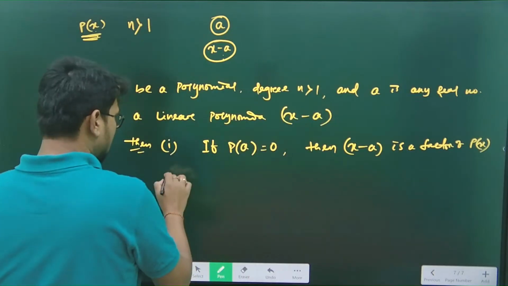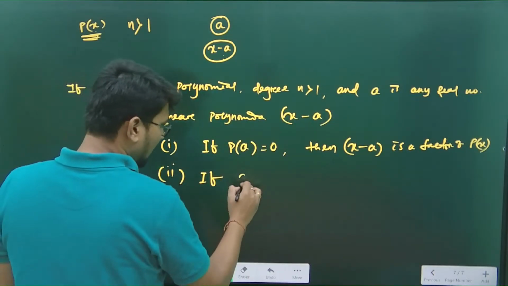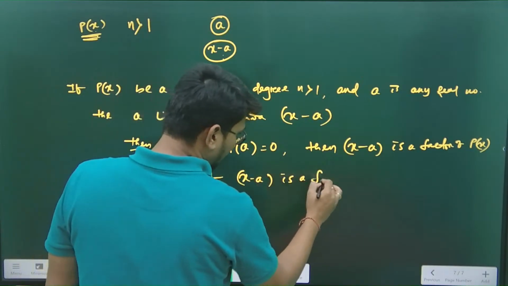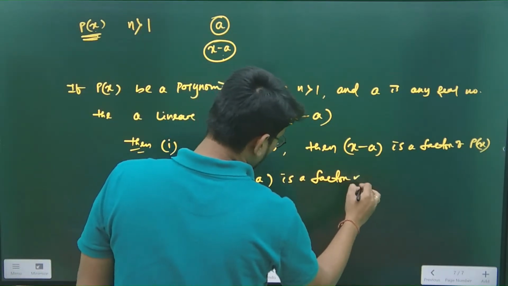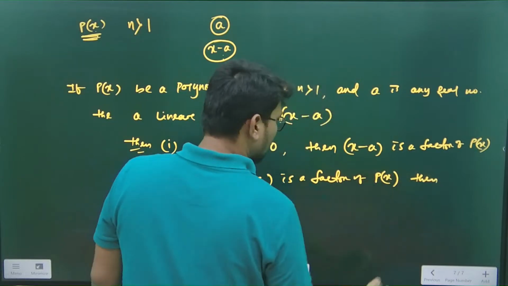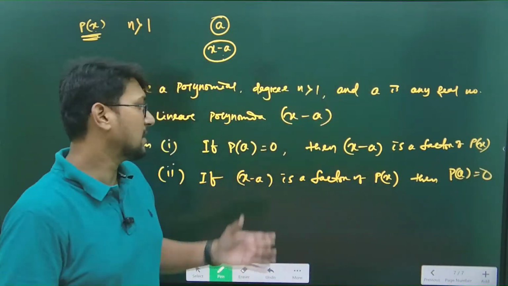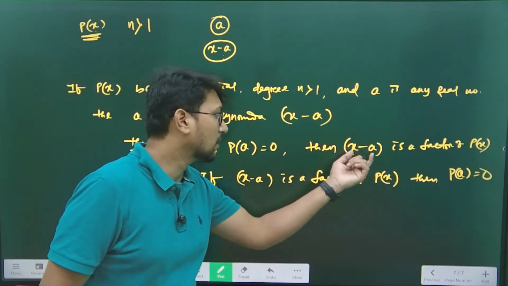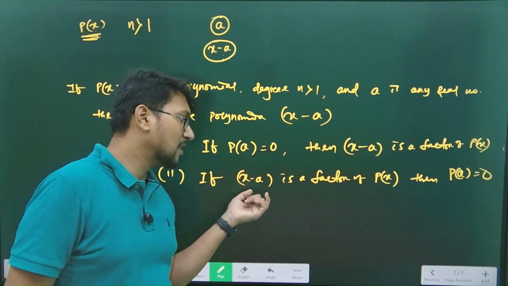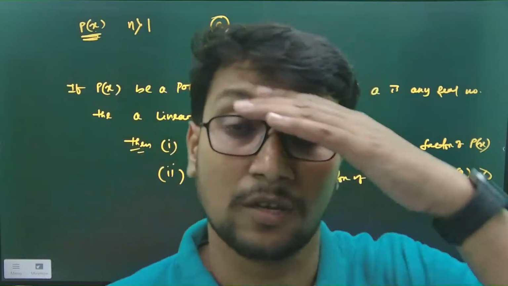Second one, if X minus A is a factor of P of X, then P of A equals 0. Means if the remainder is 0, the given linear polynomial is a factor, and if the linear polynomial is a factor, then the remainder must be 0. This is our point, right? This is the factor theorem.